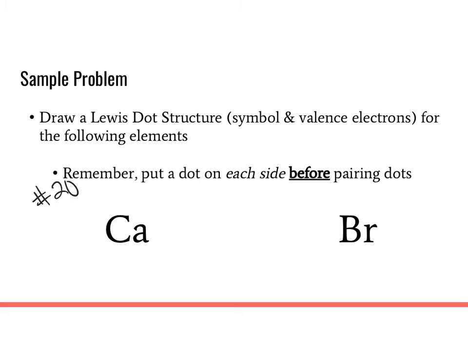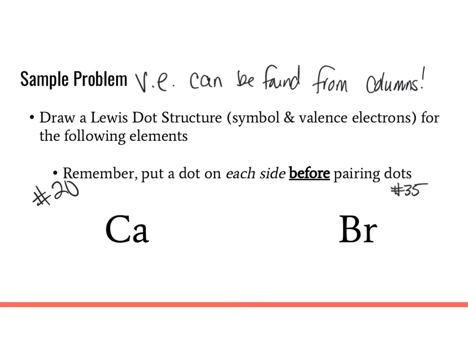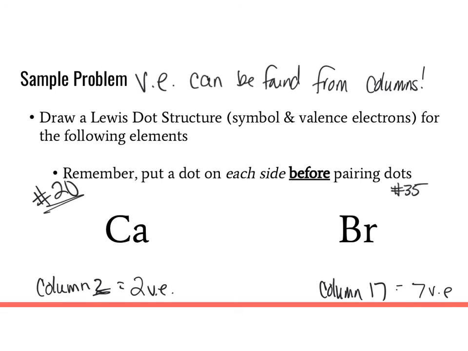CA is number 20, BR is number 35. So if you guys remember, the way that we figure out valence electrons can be found from columns. So if we look, we find calcium, number 20, is going to be in column 2. And bromine is going to be in column 17. So if you're in column 2, guess what? It's really easy. It has 2 valence electrons. If you're in column 17, also pretty easy. We cover up the one in front, so it has 7 valence electrons.